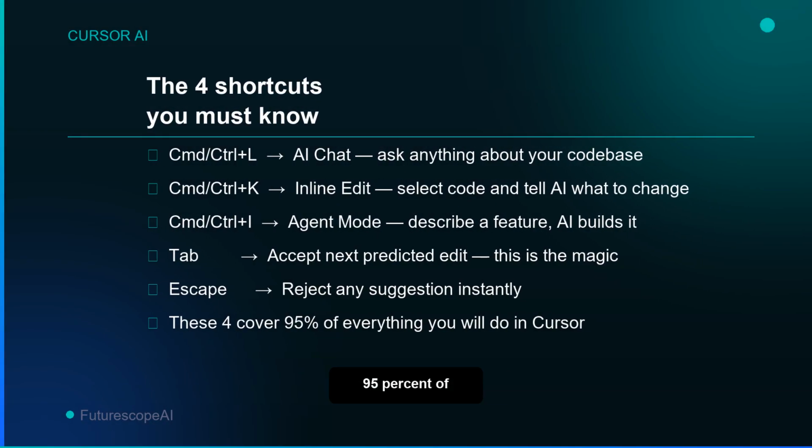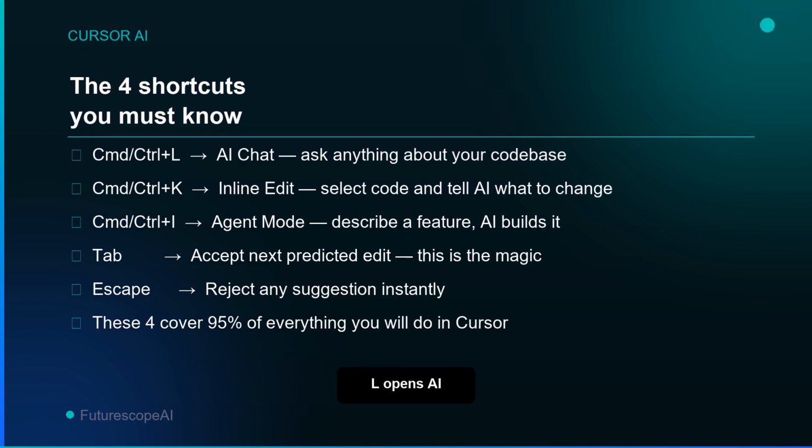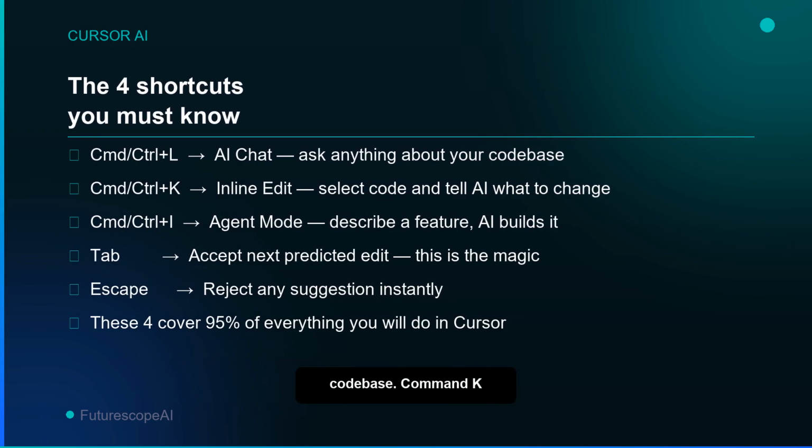4 shortcuts cover 95% of everything you do in Cursor. Command-L opens AI chat about your codebase. Command-K opens inline editing on any selected code, tell it what to change and it rewrites it. Command-I launches agent mode where you describe a feature and AI builds it across multiple files. Tab accepts the next predicted edit. Escape rejects it. Learn these 4 and you are productive immediately.